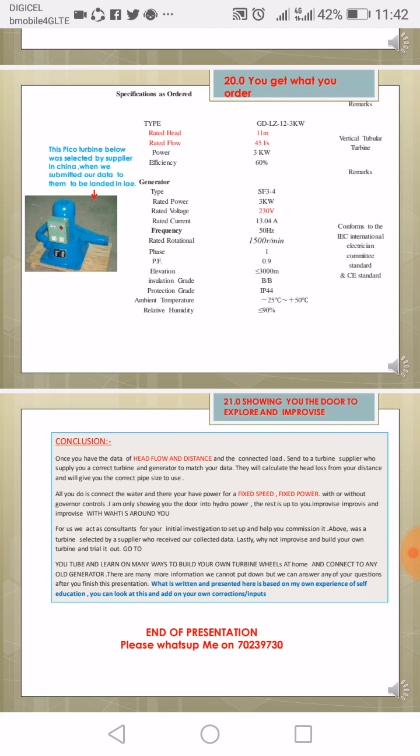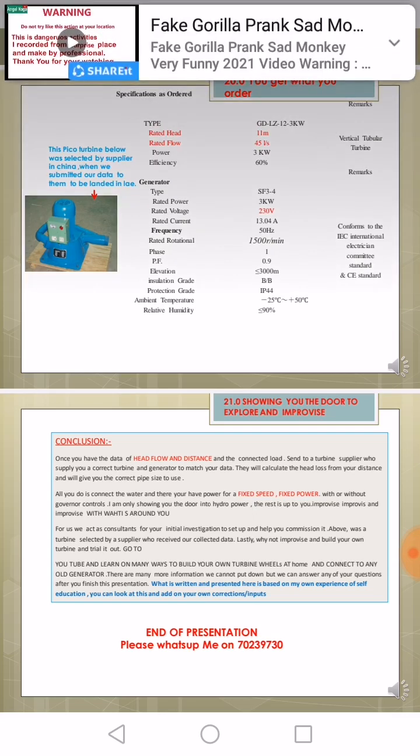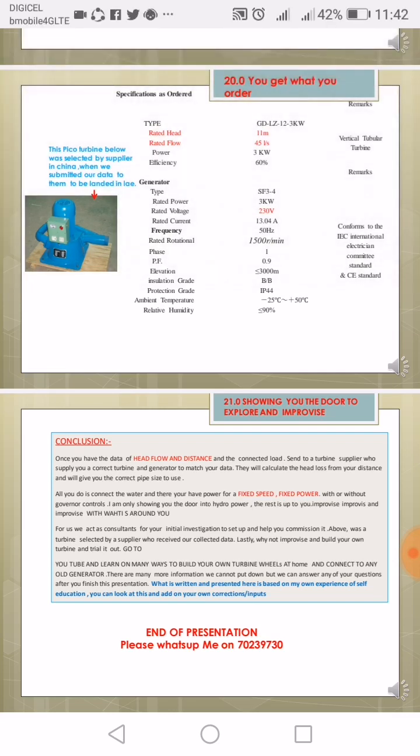Now, this is an example of a river where I was measuring. I took data and checked the time for this water. Head is 11 meters and flow is 45 liters per second. Okay, I send it to the supplier, and I'm using 240 volts.